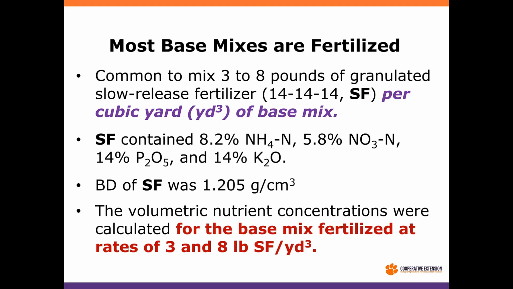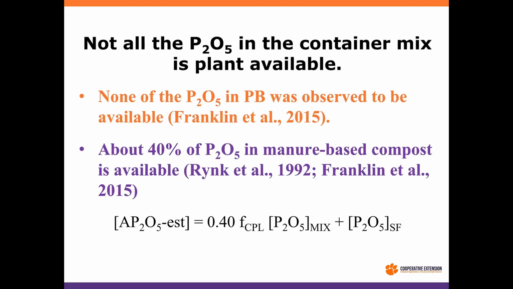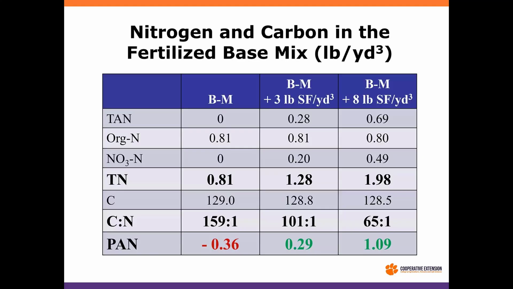So we had information about the fertilizer, and then basically we used our bulk density to get to a volumetric nutrient content. We also had to estimate availability of the nitrogen and the availability of phosphorus. Short answer is the phosphorus from the pine bark is not worth anything. Dr. Franklin figured that out. And so he used an availability of about 40% for the compost, 100% for the fertilizer. And so this is the range. We went through this.